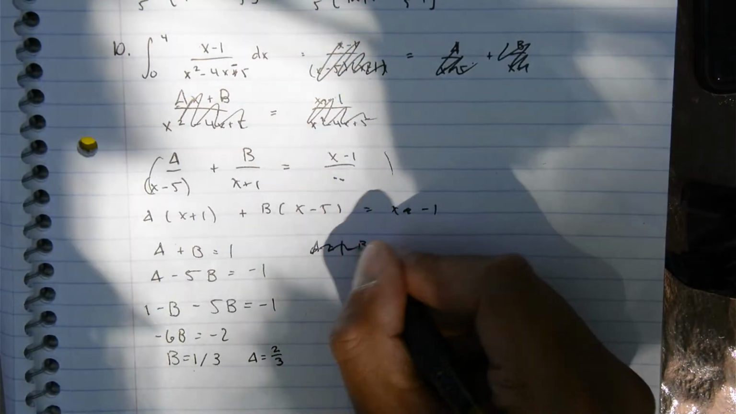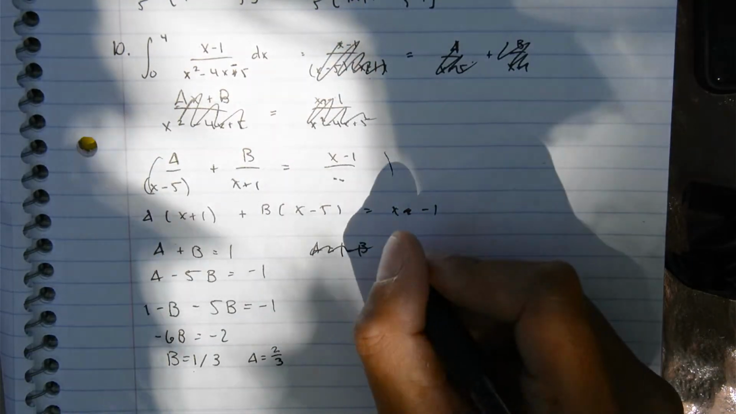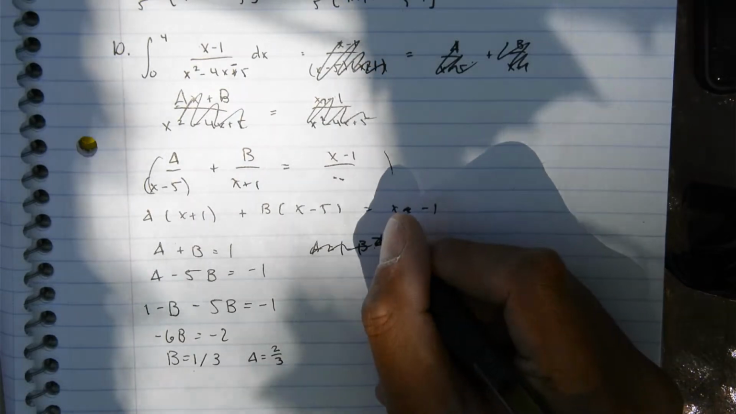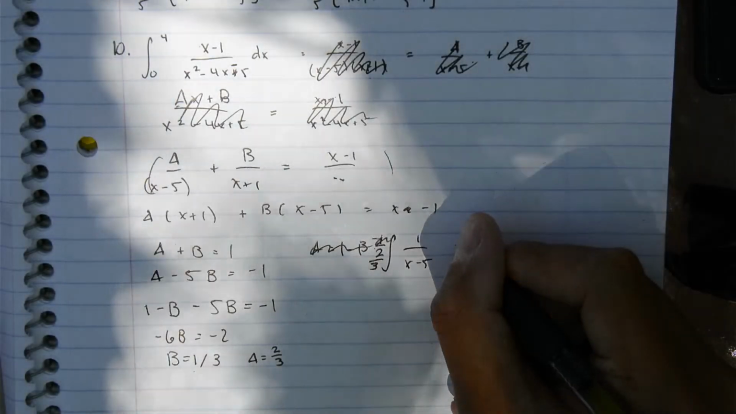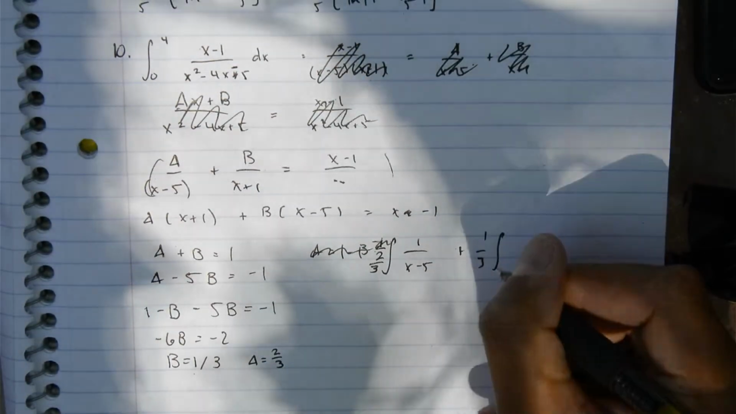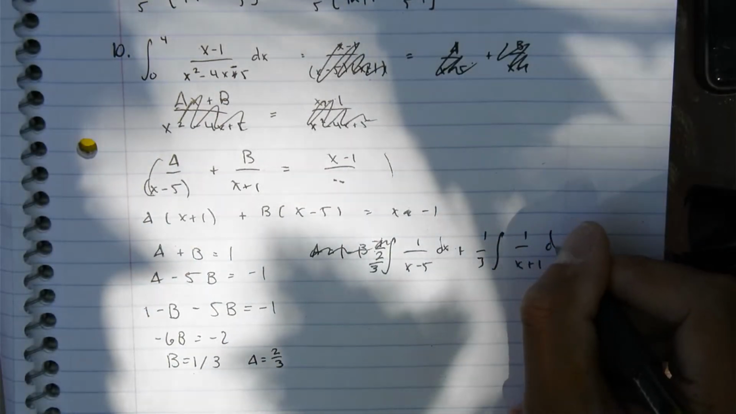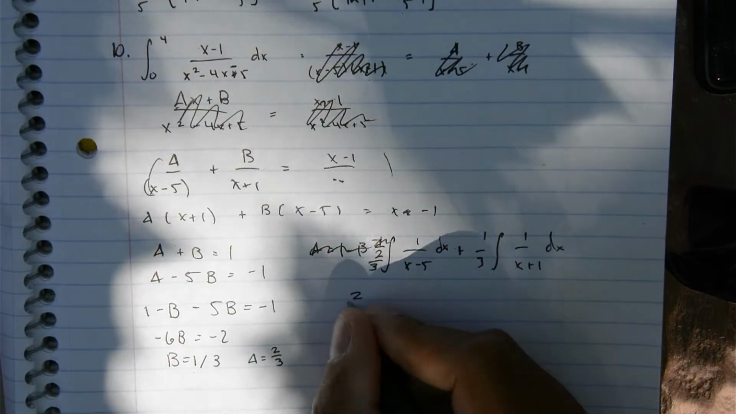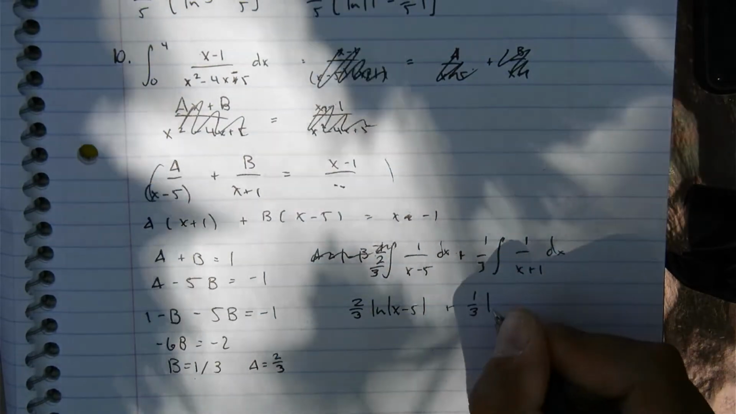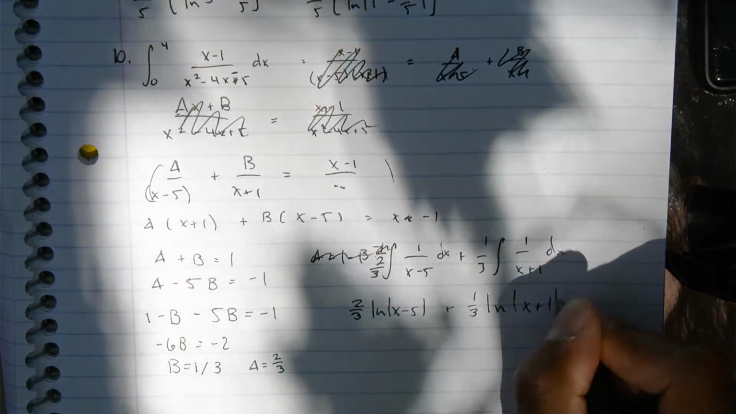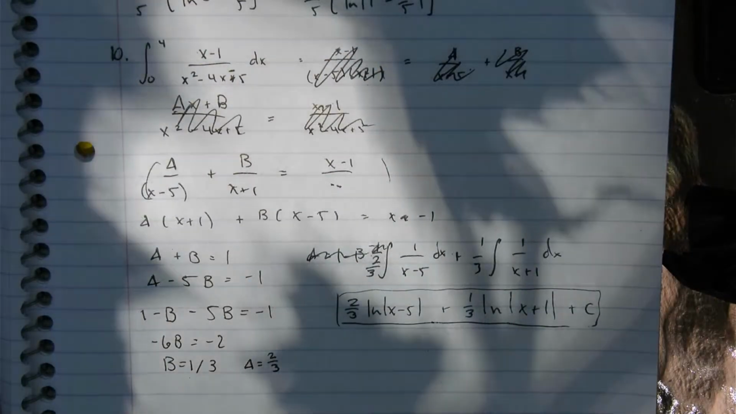Okay, so now the integral becomes, let's see, 2/3 times the integral of 1 over x minus 5, plus 1/3 integral of 1 over x plus 1 dx. So then we get 2/3 ln|x minus 5| plus 1/3 ln|x plus 1| plus C. There we go.